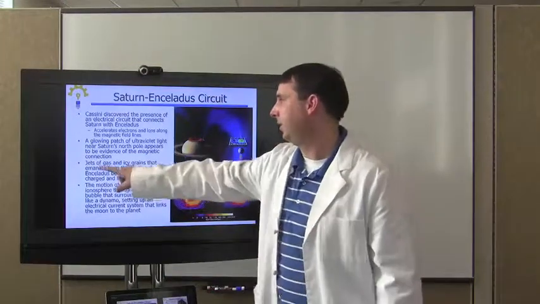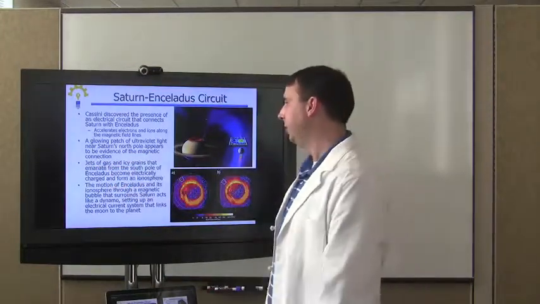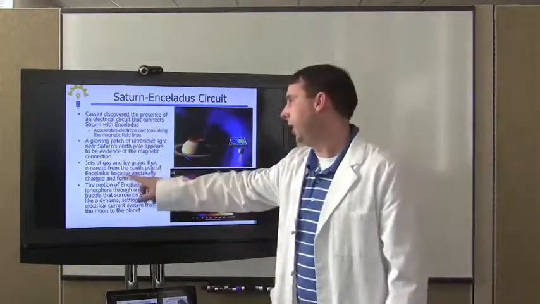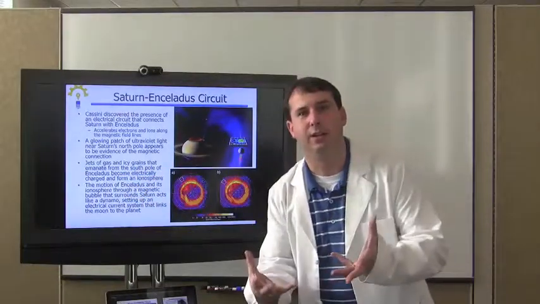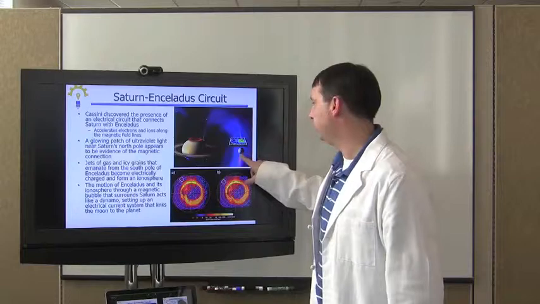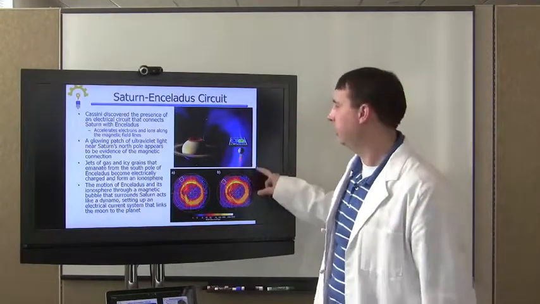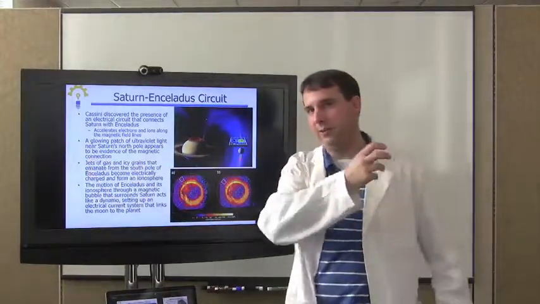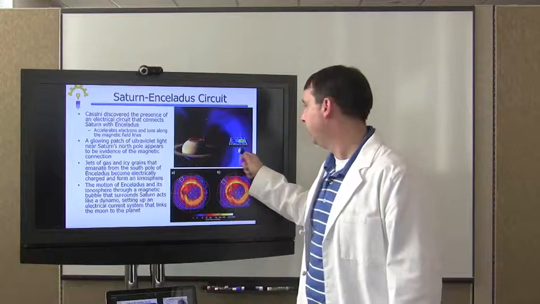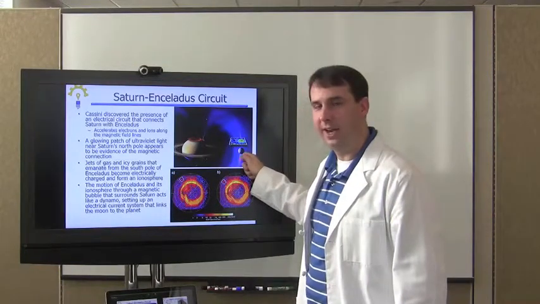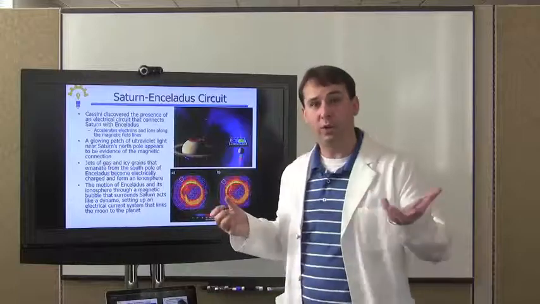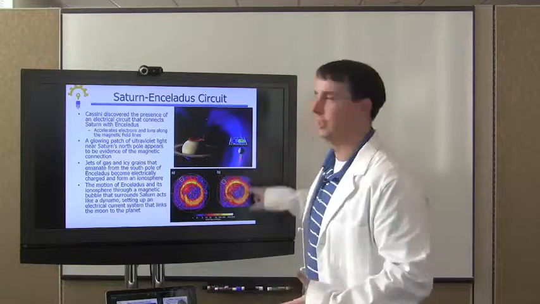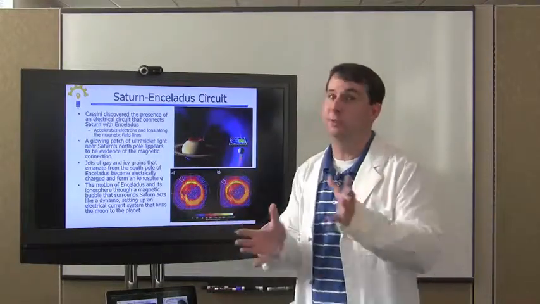Jets of gas and icy grains emanate from the South Pole, the tiger stripes of Enceladus, and basically create this. It releases ions and other particles. So there's this electrical charge, and Enceladus itself is moving through the magnetic field of Saturn. You have this electrically active thing moving through a magnetic field. That creates another magnetic field, and then a circuit for the two of them to act on. It's really kind of neat stuff.